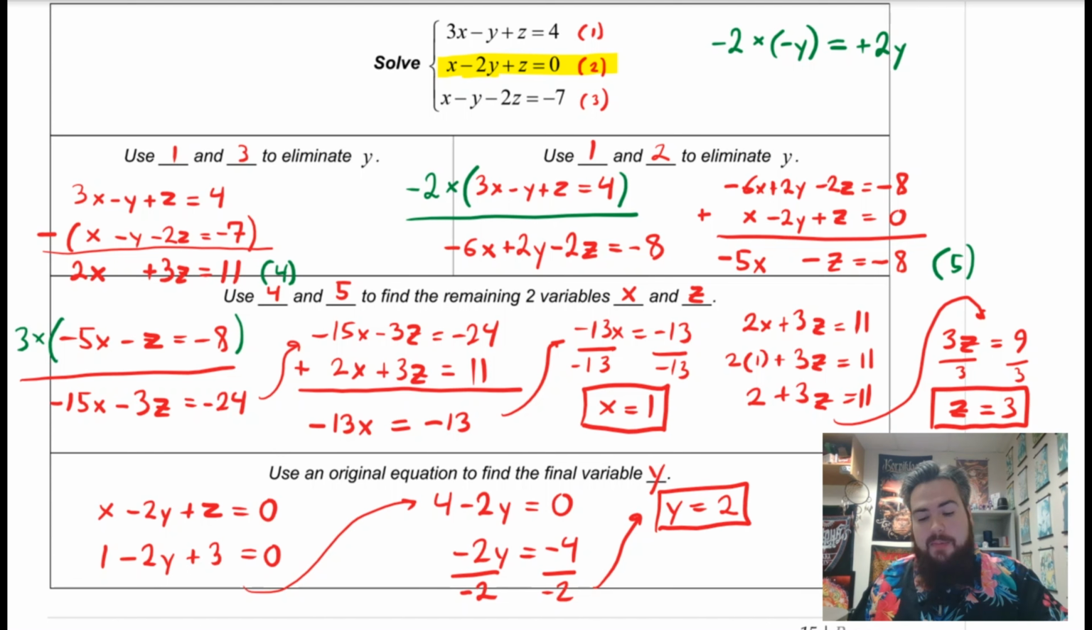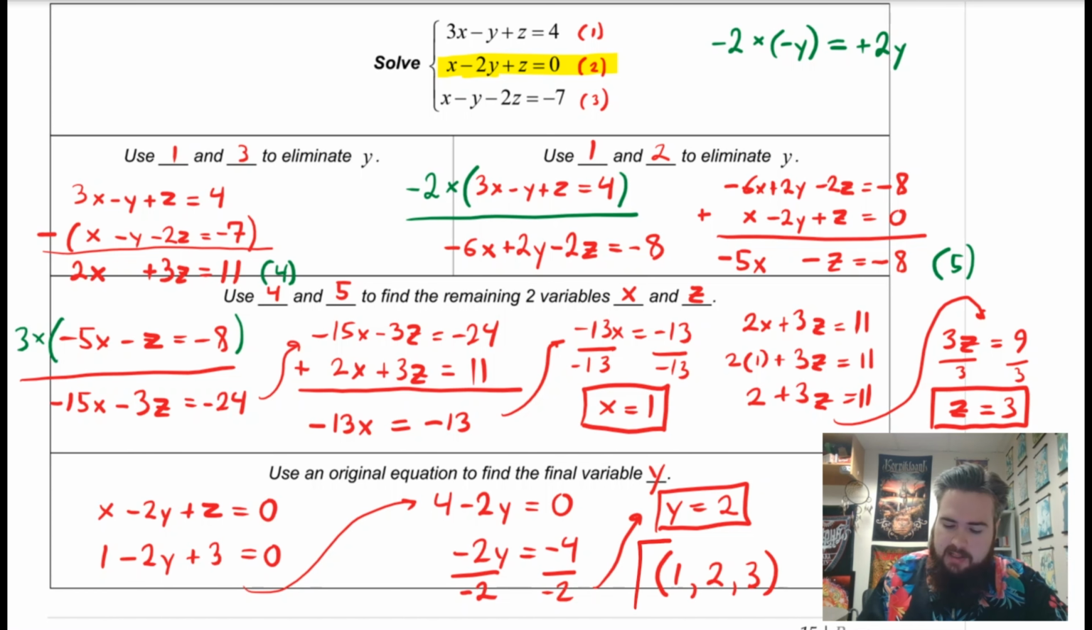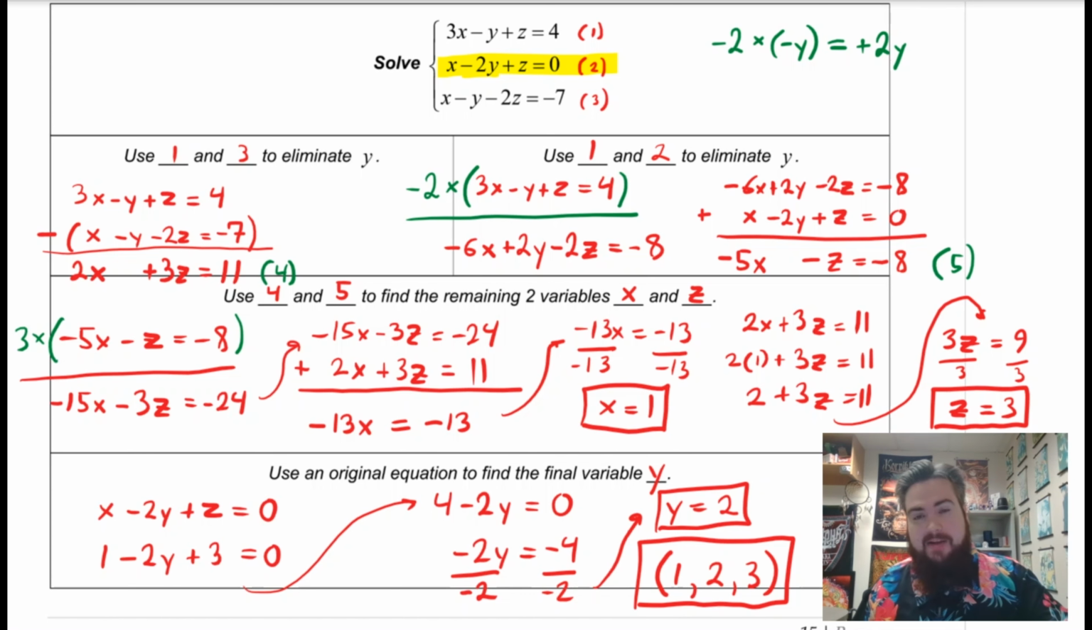With this, I now have my solutions for x, y, and z, but to write my final answer, I will do so as an ordered triple. We write the ordered triple as x, y, z, so that would be 1 for x, 2 for y, and 3 for z. This would be my final answer for this problem.